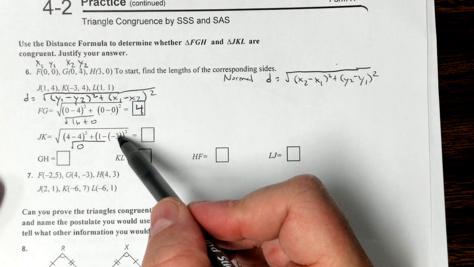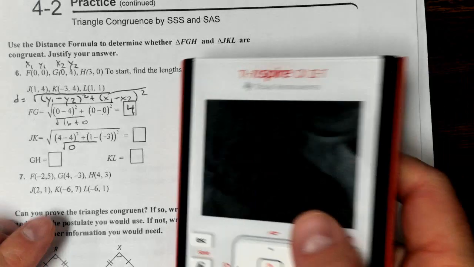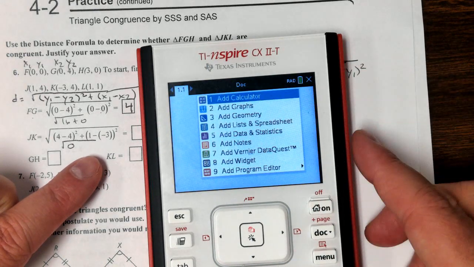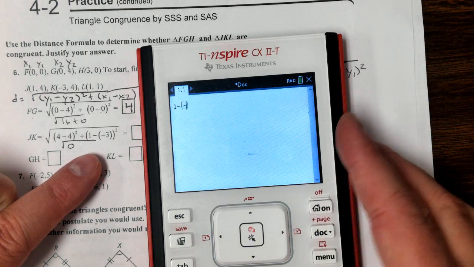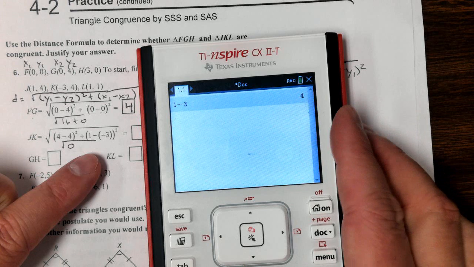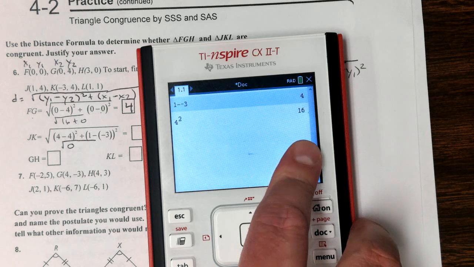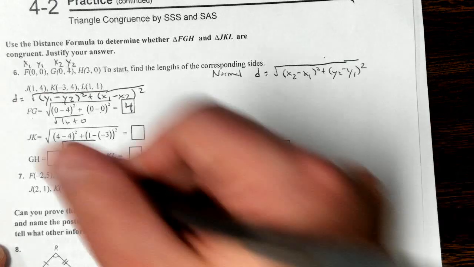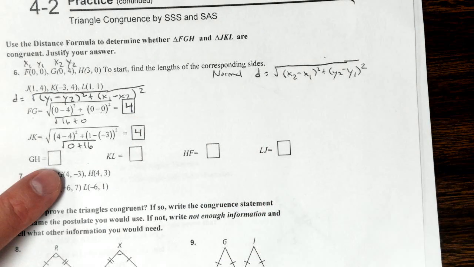And now this part is a bit weird, so let's just type it. Since I'm doing this in steps, I'm going to say 1 minus parentheses negative 3, enter, and then squared, 16. So we end up with the same thing. We get plus 16, so the square root of 16 is 4. So that's if you break it up into steps.